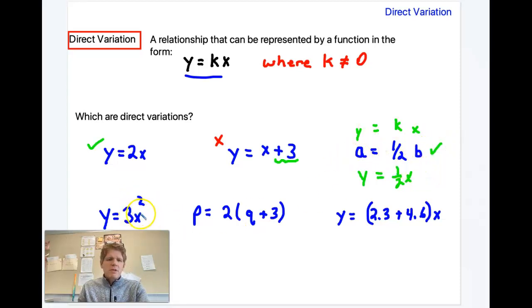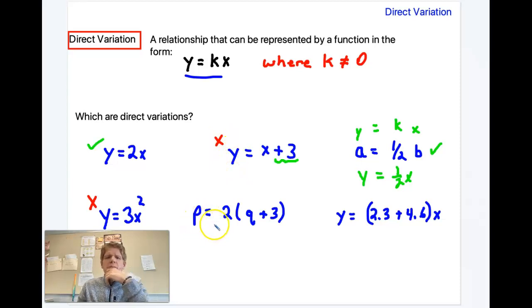How about this one? Well, we have a y, right? We have a k, and we have an x, but it's squared. No, that is not a direct variation equation. In fact, that is what we call a quadratic equation. We're not talking about those right now.